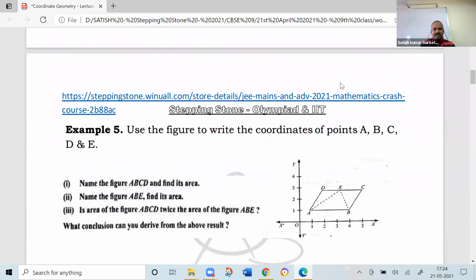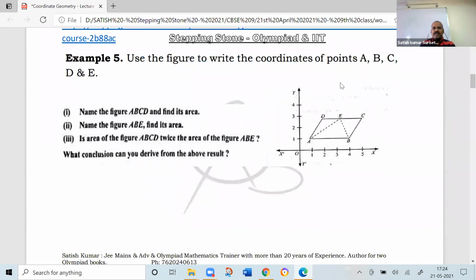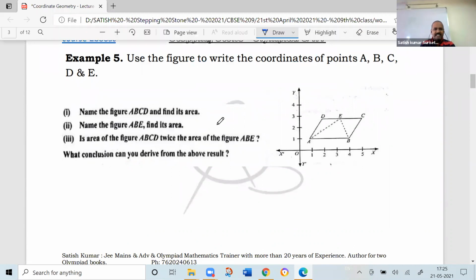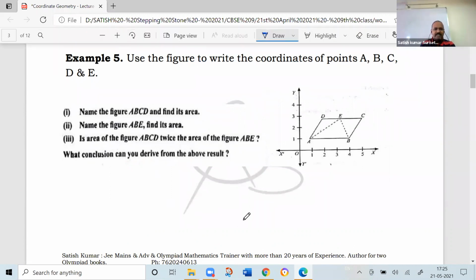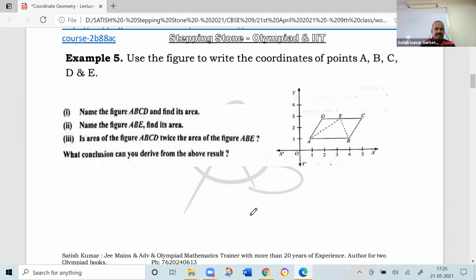Next, one more. Use the figure to write the coordinates of points A, B, C, D, and E. Name the figure ABCD and find its area. Name the figure ABE and find its area. Is the area of figure ABCD twice the area of the figure ABE? What conclusion can you derive from the above result? Do it, all of you.